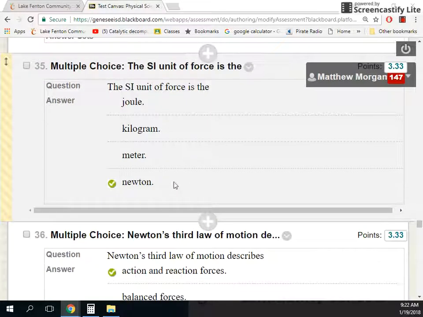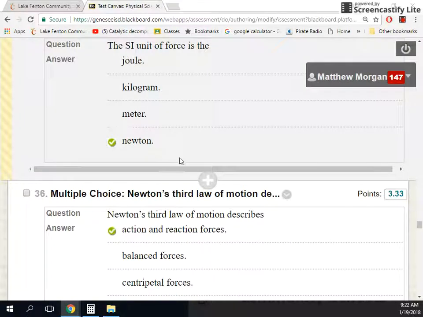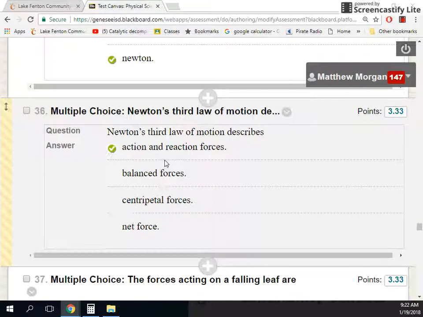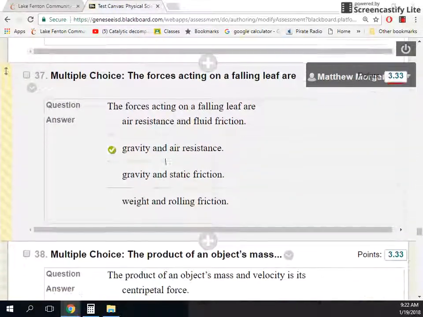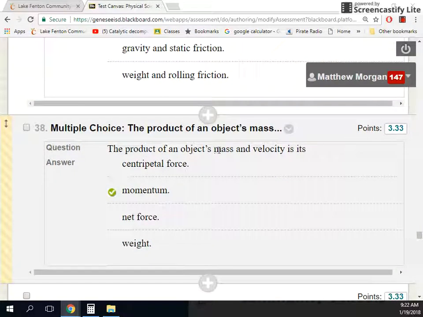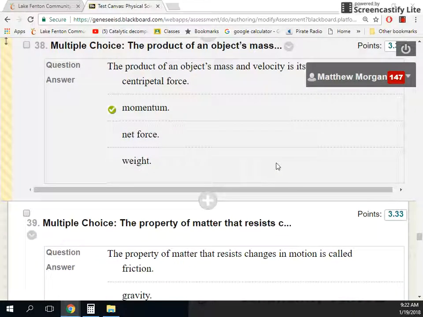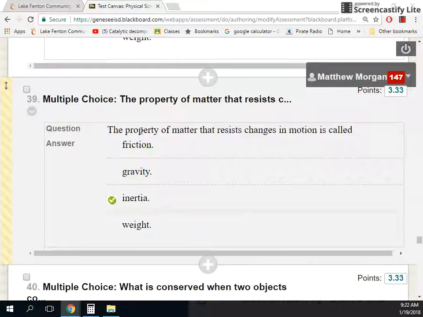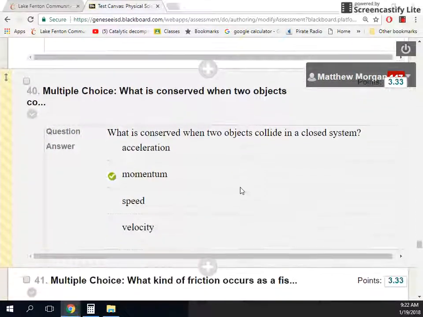Okay, and here are the questions from chapter 12. If you're looking at your test from chapter 12, these are the ones that we pulled from it. So the SI unit of force, Newton's third law, these are things that we spent an incredible amount of time on. The forces acting on a fallen leaf, gravity and resistance. The product of an object's mass and velocity, momentum; 1/2 mass velocity squared. The property of matter to resist change, just inertia. We did a lot with that.